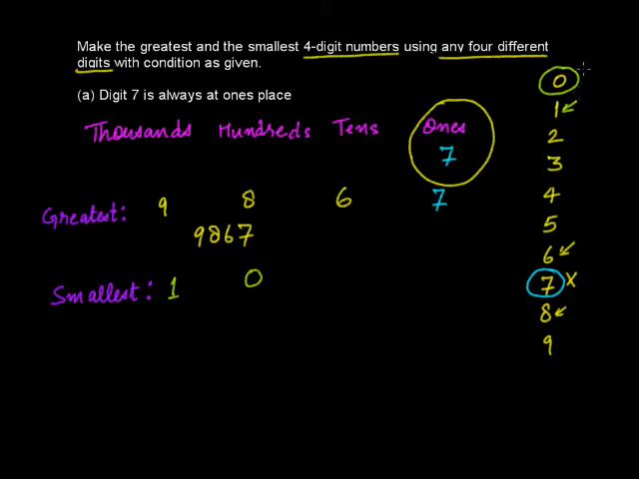So 1 is used, 0 is used. Which is the next smallest digit? Of course 2. So here comes 2. And we have 7 from here. That is fixed. So the number is 1027.